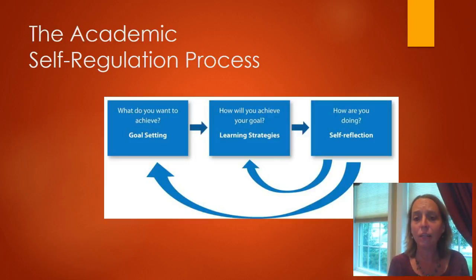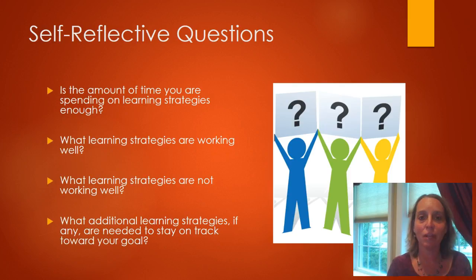And then students have to engage in the, well, how am I doing? So I said I wanted to get an A in this course and I wanted to learn A, B, and C. How am I progressing? So I have to engage in a self-reflection process. And then, of course, if it's not going well, you're going to readjust and make modifications. And if it is going well, you're going to celebrate and continue on the path. So that's really what happens during the academic self-regulation process.